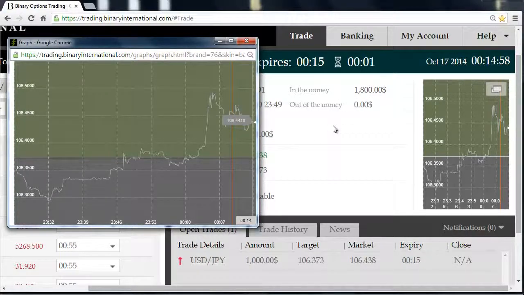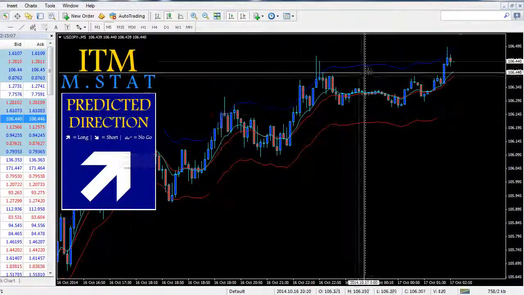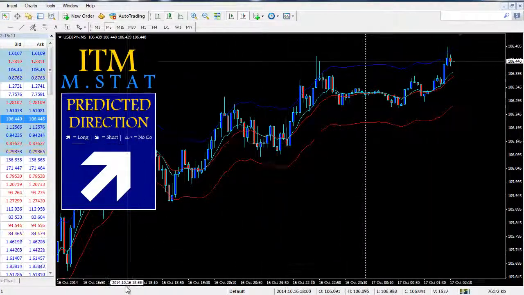ITM MStat is a much simpler tool to follow as compared to other ITM tools, whereby the analysis is pretty much done for you in a much more simplistic way as compared to other tools available at ITM.